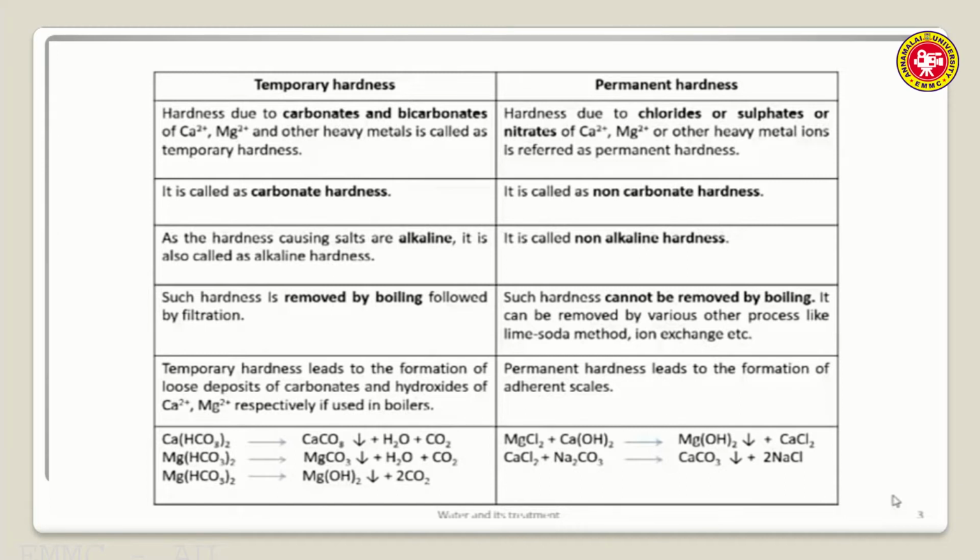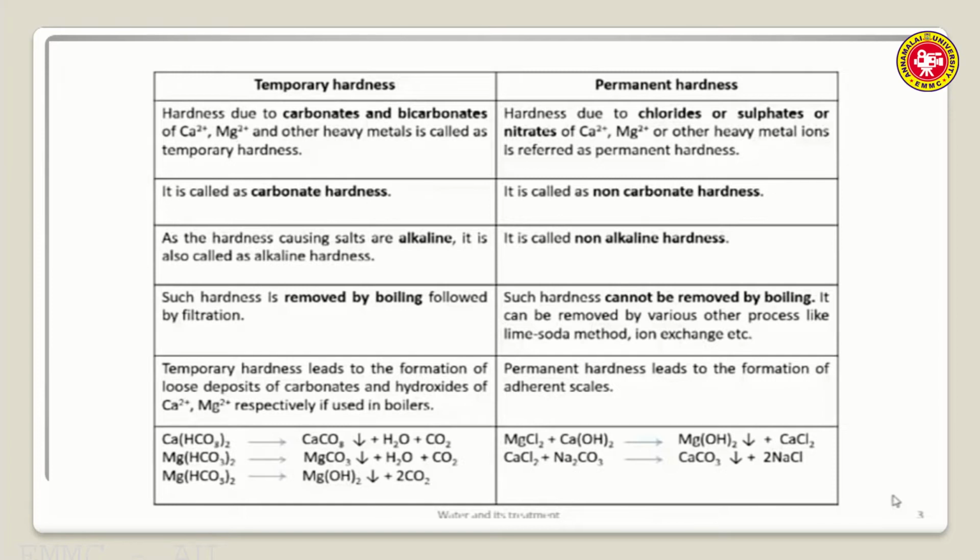Such hardness, as the name suggests, is temporary and can be removed easily just by filtration, or by boiling and filtering. Temporary hardness leads to the formation of loose deposits of carbonates and hydroxides on the inner surface of the boiler. So these are the temporary hardness.